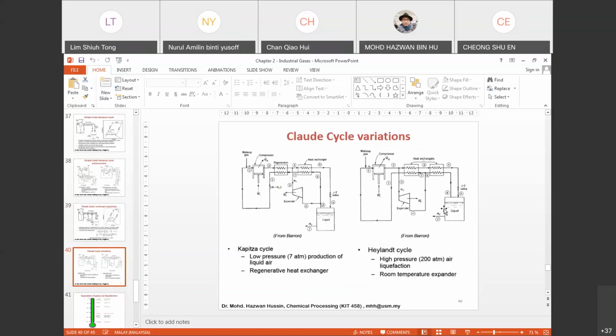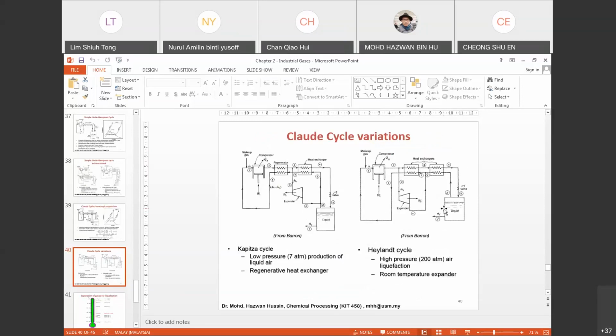The Claude cycle also has several variations, still using at least two heat exchangers, and the expander is still installed during the recycle process. So you have two variations.